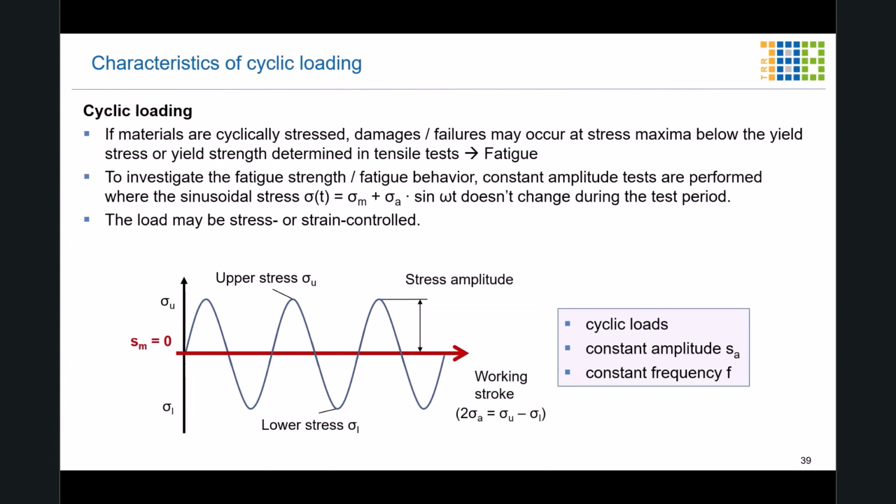There are also different forms of test control parameters where, for example, the specimens are not stress controlled but strain controlled. But this I will discuss on the next slide. Then there's the so-called upper stress and lower stress, which are the highest or respectively lowest stresses in the whole fatigue test. Then there's the stress amplitude, which is the difference between the upper stress and the mean stress. The so-called working stroke is simply 2 times the stress amplitude.